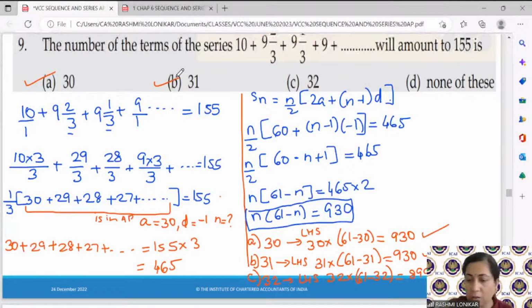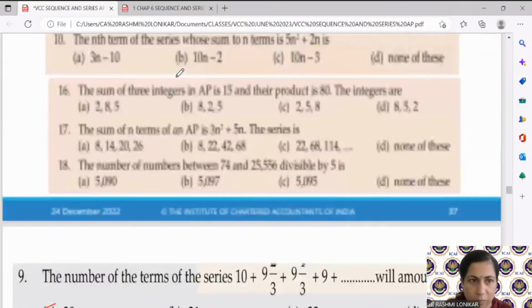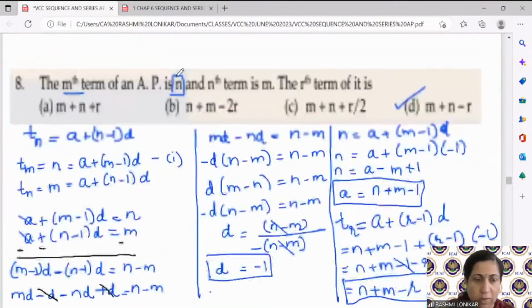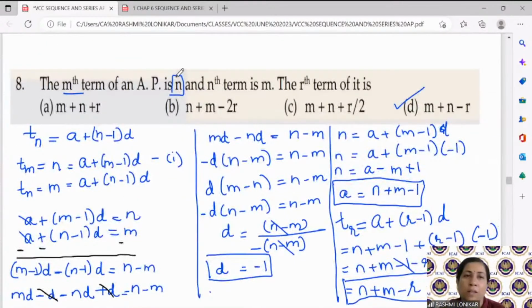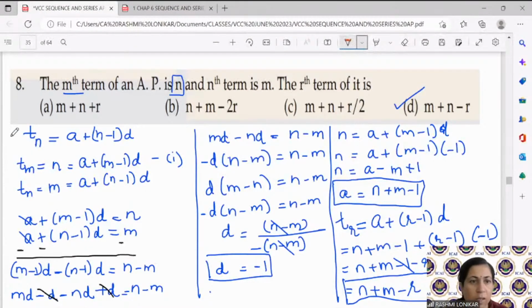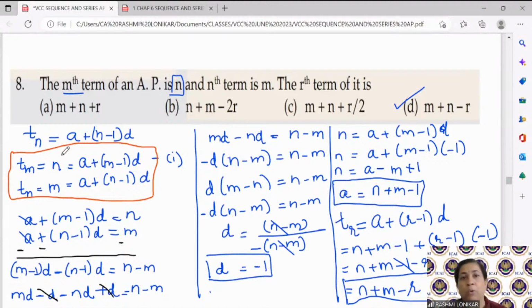Okay. Kavya wants the explanation to the earlier sum. Yeah, just let me take that once again. See, what they are saying here is the nth term of an AP is n, and the nth term is this. So what is important is they're saying nth term is n. So these two are very important.